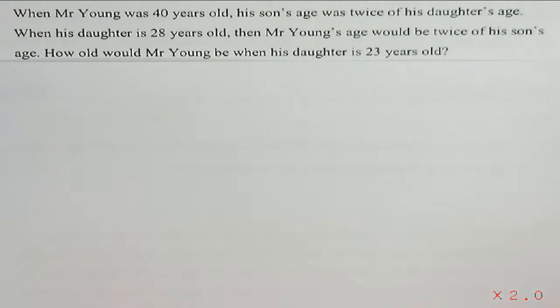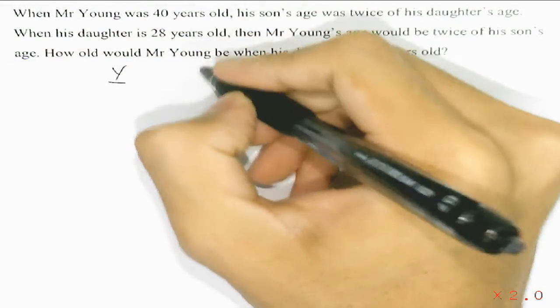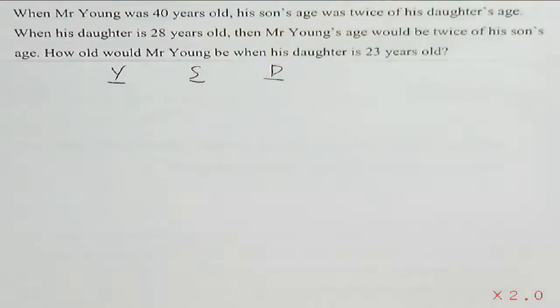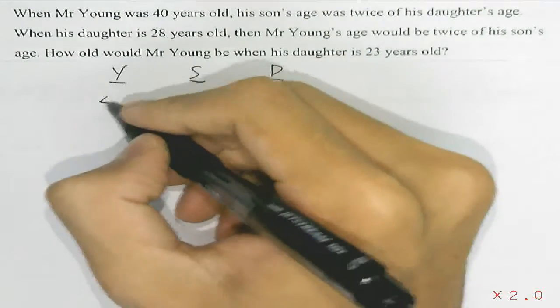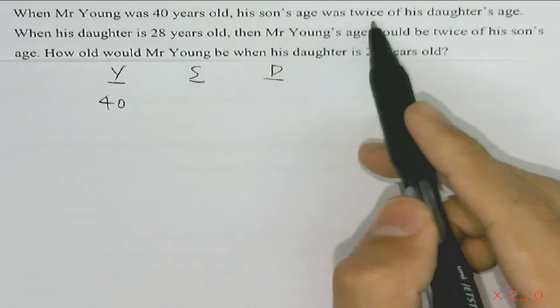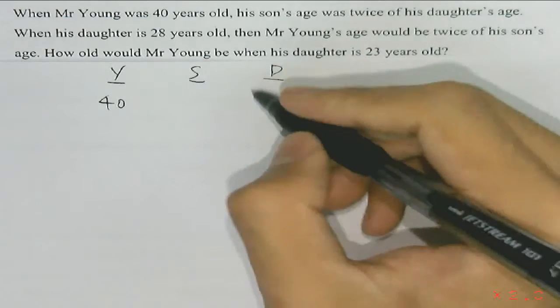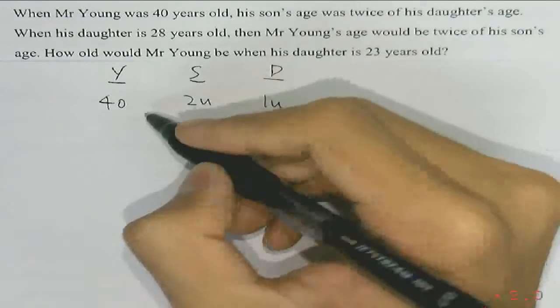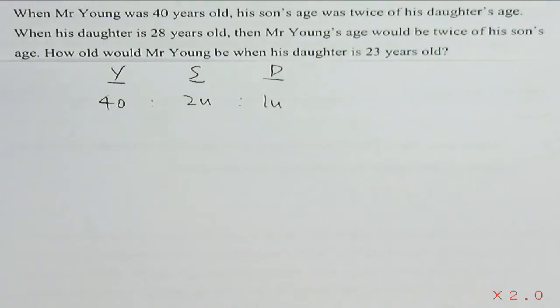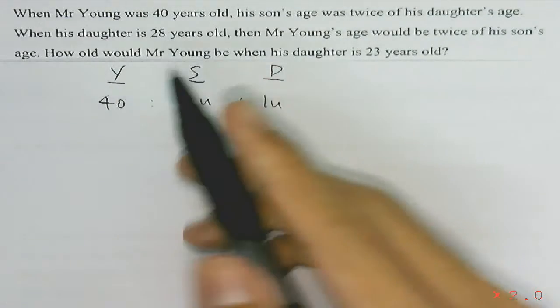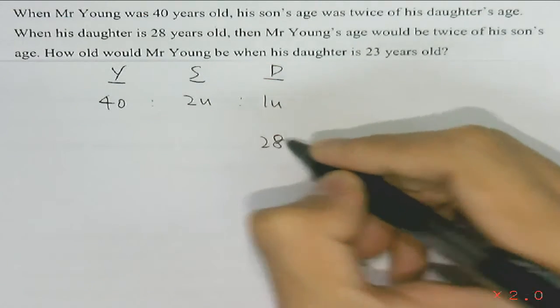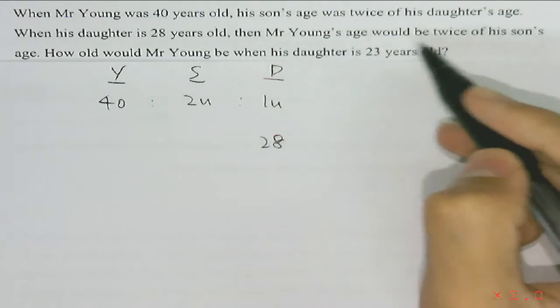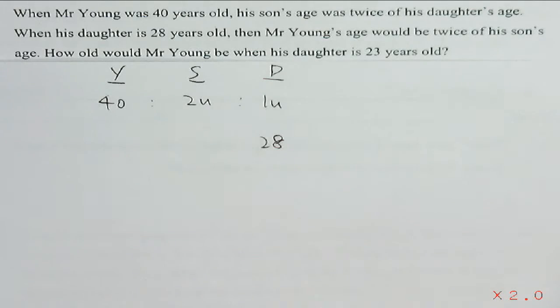So we have Mr. Young, his son, and his daughter. When Mr. Young was 40 years old, his son's age was twice of his daughter's age. So if his daughter was 1 unit, his son would then be 2 units because it's twice of the daughter's age. And when his daughter is 28 years old, Mr. Young's age would be twice of his son's age.